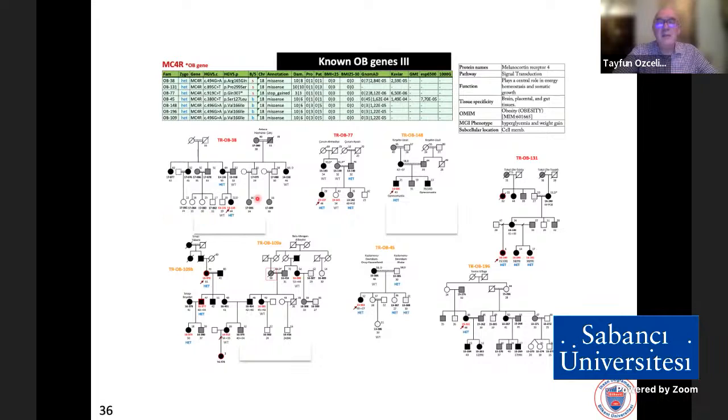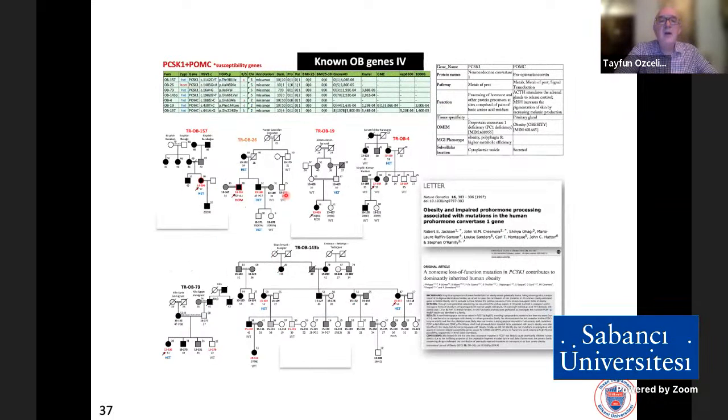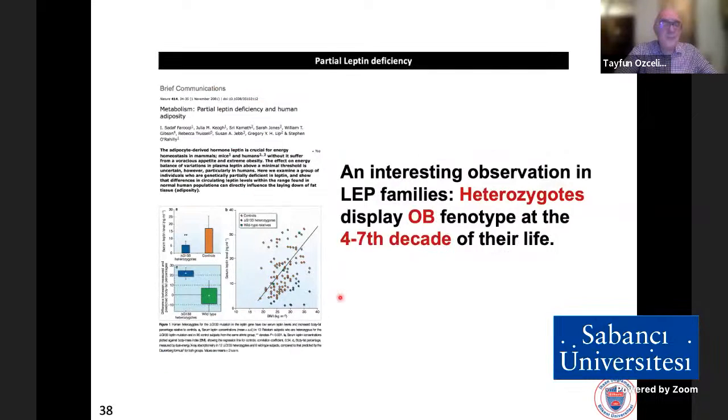MC4R, for example: here are the families with different types of mutations that are depicted, or PCSK1 mutations or POMC mutations in the families. I would now like to concentrate on an important observation that came from our studies in these families. Heterozygotes also display a phenotype in their 4th to 5th decades of their lives.